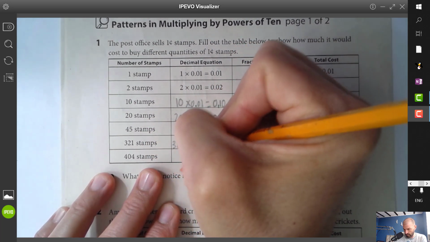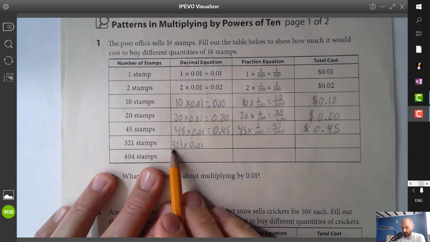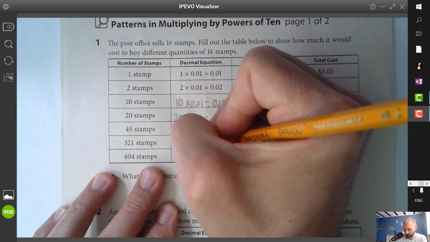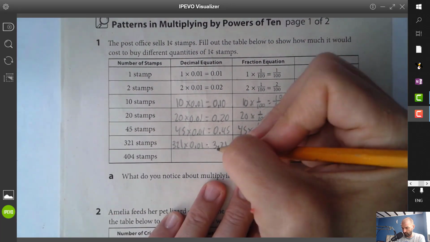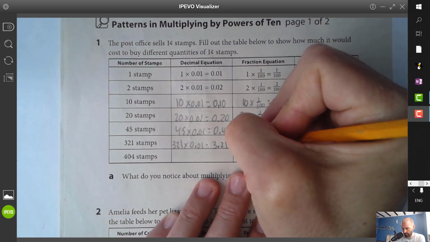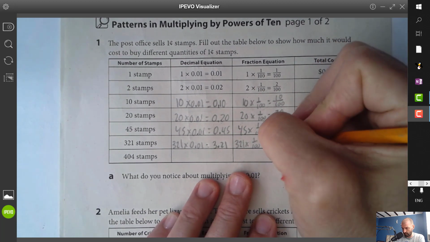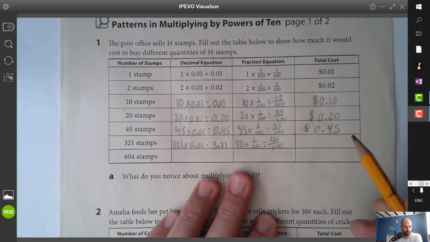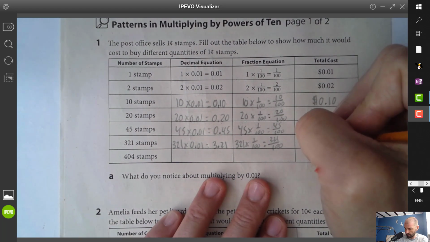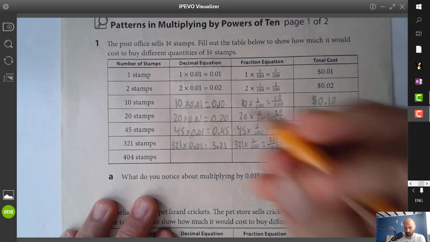times 0.01. So again, my digits are shifting 2 spots to the right. So my 3 is going to end up in my 1s column. And then I have 21 cents over, or 21/100, so 3 and 21/100ths. What does that look like multiplying by a fraction? Well, it's 321 times 1 over 100, which equals 321 over 100. Cool. Which is $3.21. And now we have 404 stamps.